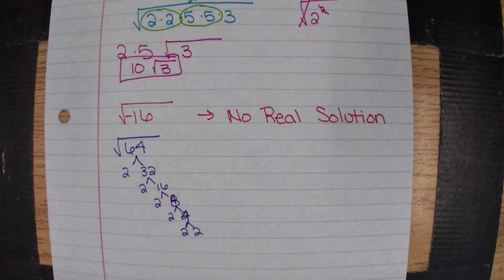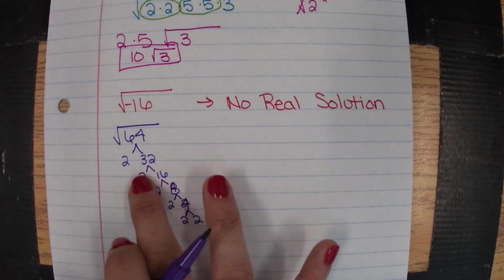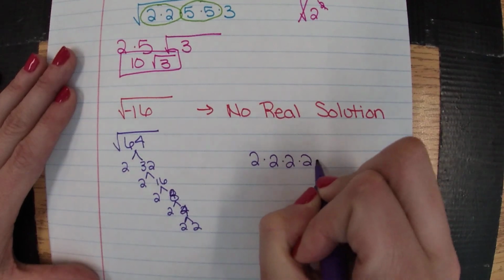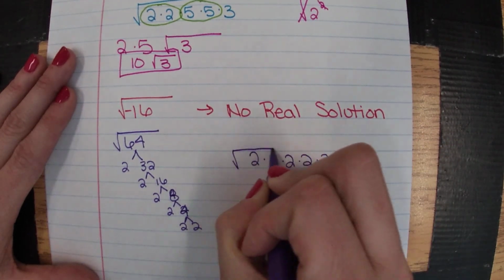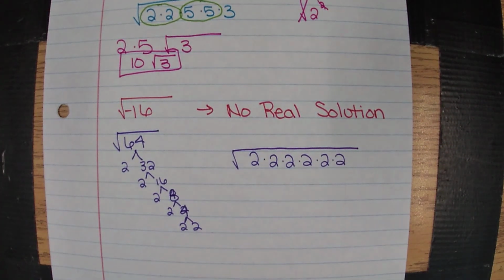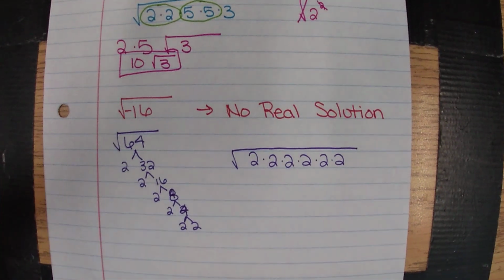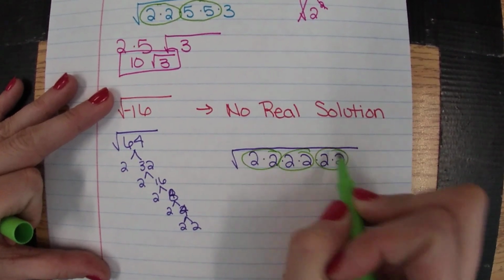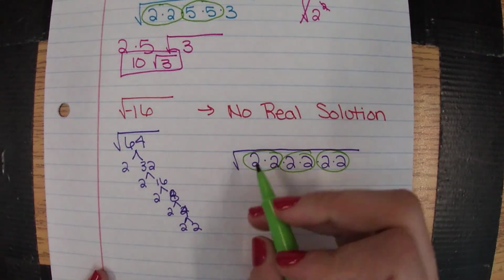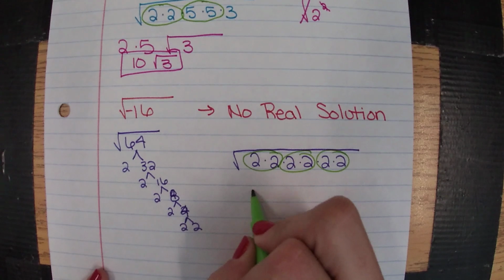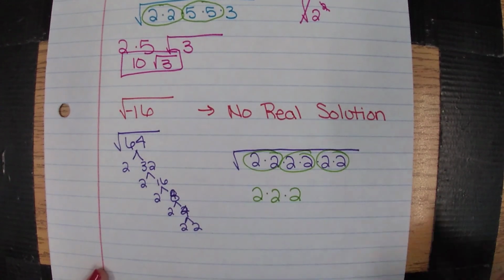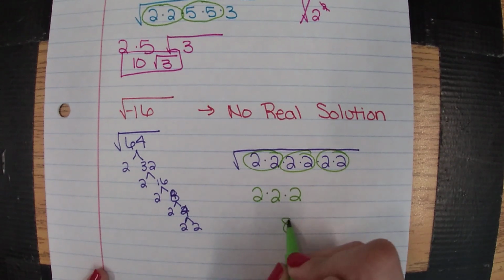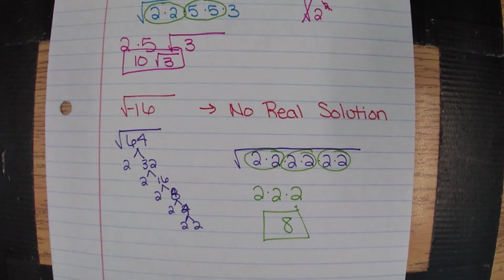Dear Lord, I couldn't even find my own mistake. So 1, 2, 3, 4, 5, 6 twos. So now we have the square root of this. Okay, so you're moving right along. You're circling your pairs. And all of those come outside. So now you get 2 times 2 times 2. Nothing left inside. 2 times 2 is 4. 4 times 2 is 8. And so we just get an answer of 8.